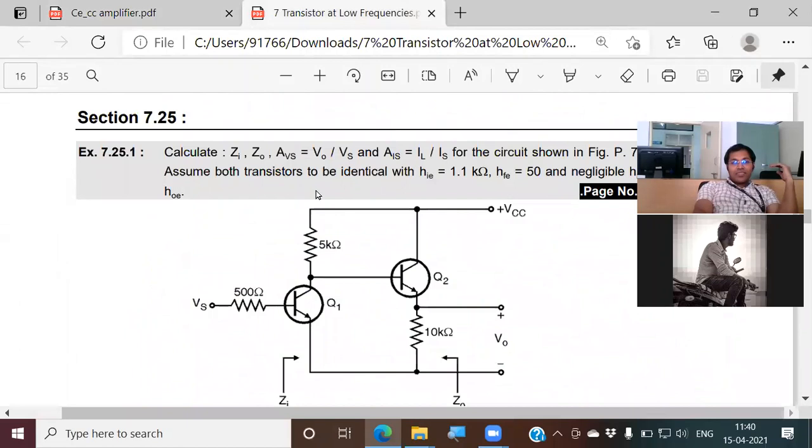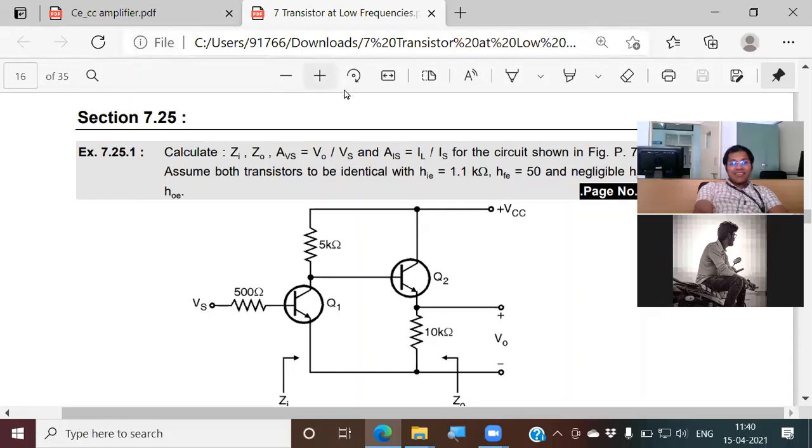Let us see what all the question is asking. The question is asking ZI, input impedance or input resistance, which we completed. AVS we did. We said Z0 we will do at the last. Okay, AIS. So let us do AIS. AIS is IL by IS, output current by source current.